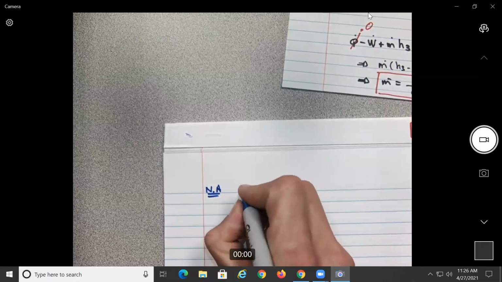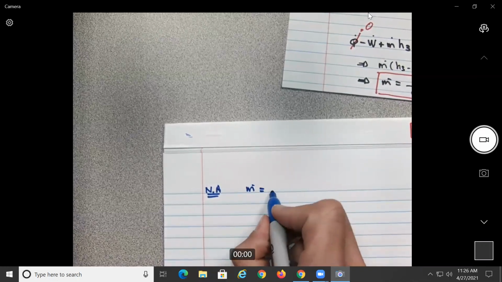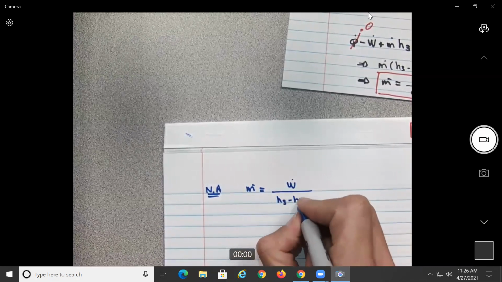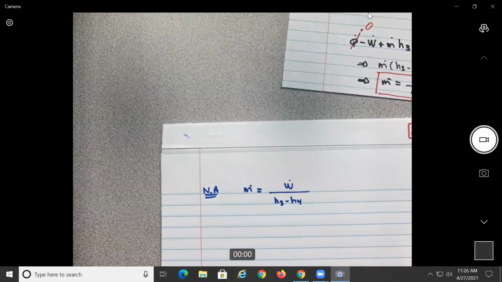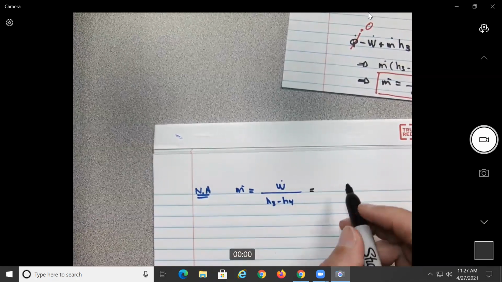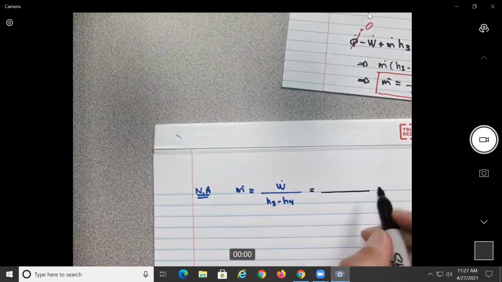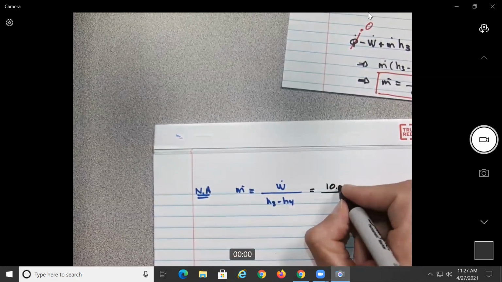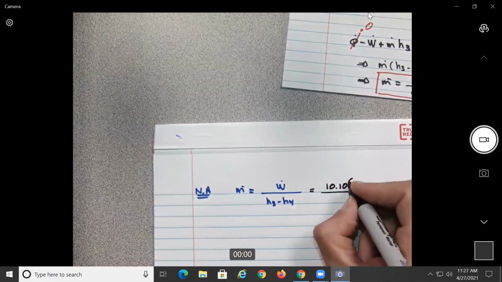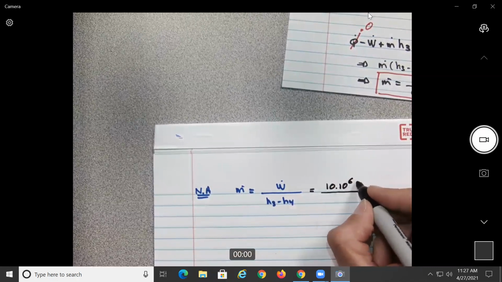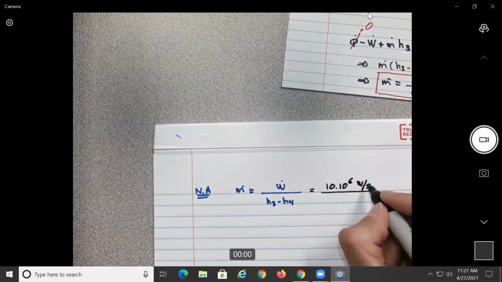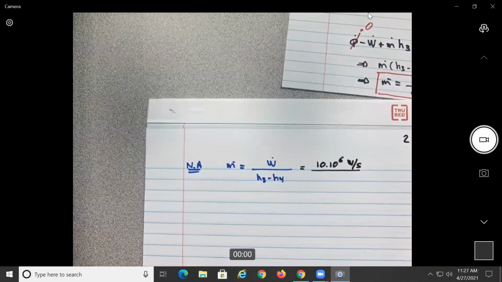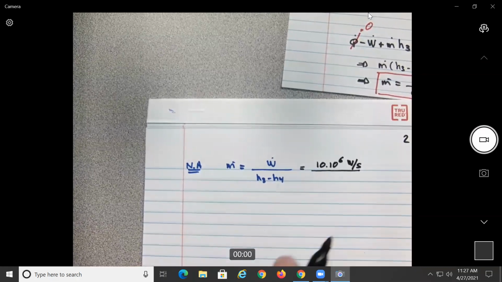We're gonna have m dot is equal to power divided by H3 minus H4. So let's see, what do we have here? I think that was 10 megawatts, so it should be 10 to the 6 watts per second. What is a watt? It's joules per second, no? Okay. And now H3 minus H4.